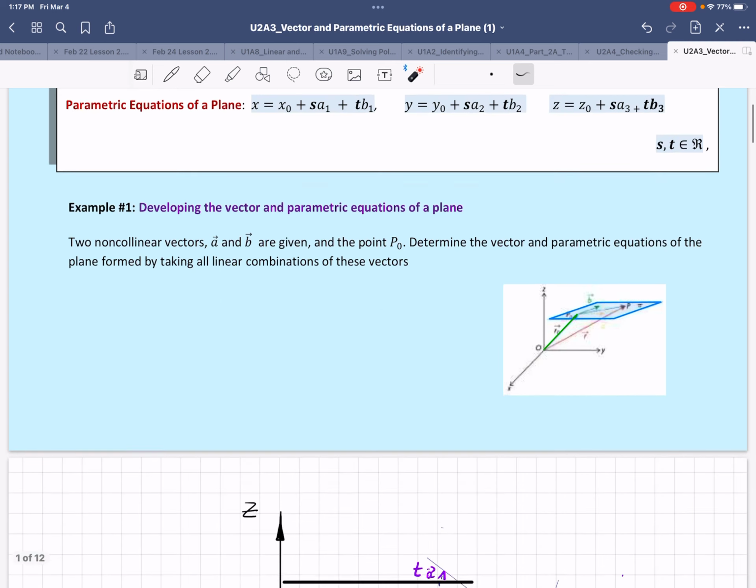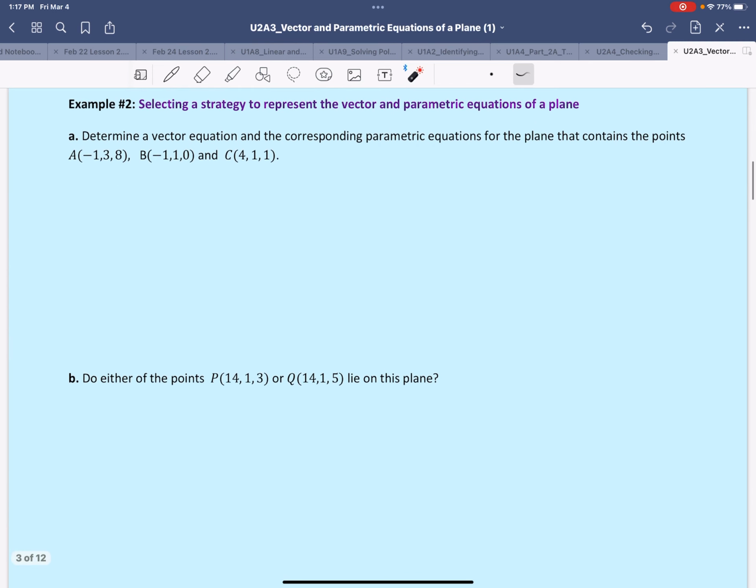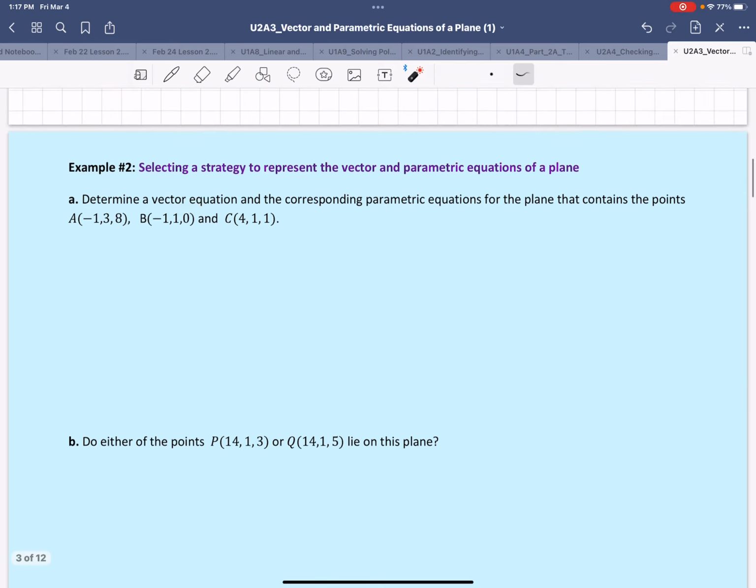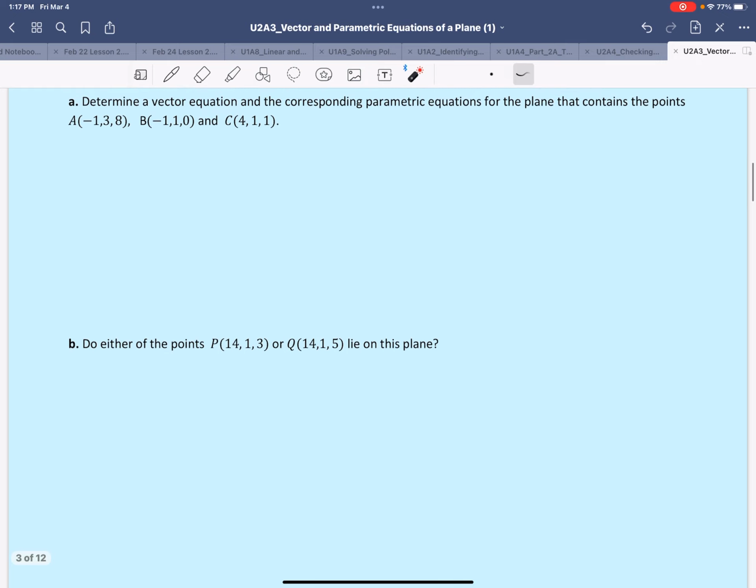So now let's take a look at some examples where we have to create the vector equation of a plane. In this question, we have to find vector and parametric equations of a plane if we know that the plane will contain the points as indicated, 3 points, A, B, and C. Remember that 3 points will make a plane, because if you connect 3 points, we form a triangle, and a triangle is a 2D shape, which means that it would lie flat on a flat surface, or on a plane.